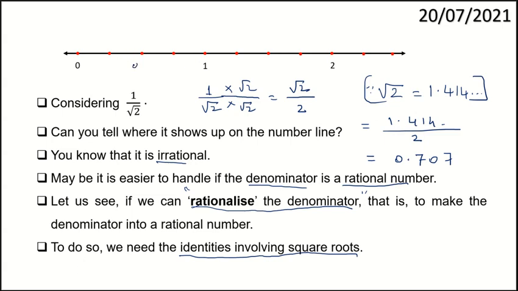Approximately, this is 0.5 and this is 0.75. It lies in between them somewhere here. This is how we do it, so understand the need of rationalizing the denominator.